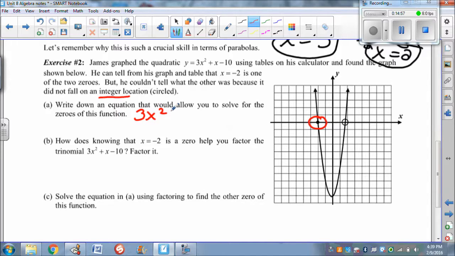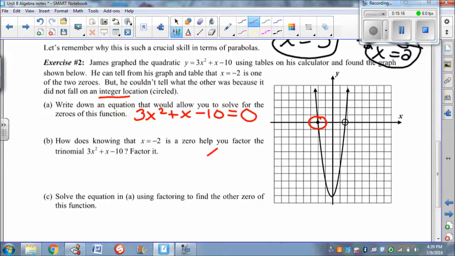So in order to find the zeros of a function, what do we say? It has to be set equal to 0. And then it says, how does knowing that x equals -2 is a 0 help you factor this trinomial? How will it help us?